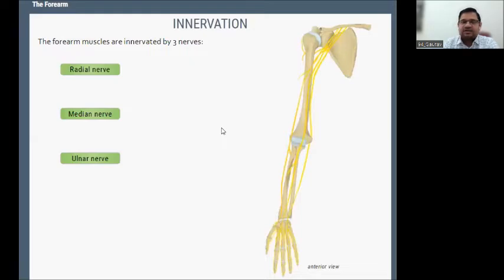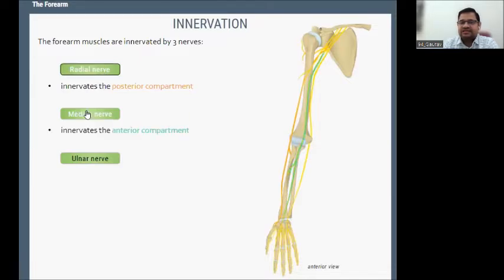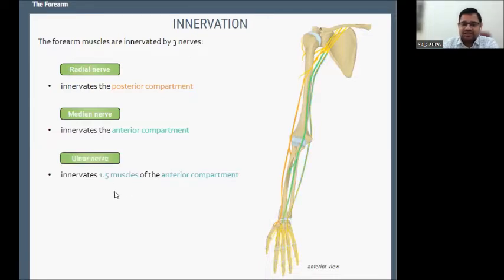If we talk about the innervation, there are basically three nerves: the radial nerve, which innervates the posterior compartment; the median nerve, which innervates the anterior compartment; and the ulnar nerve, which innervates basically one or two muscles of the anterior compartment, those depending on the little finger side, or ulnar side. They will be innervated by the ulnar nerve.